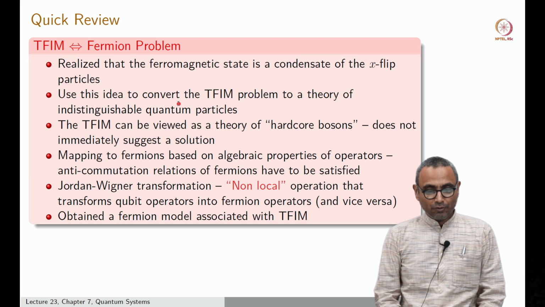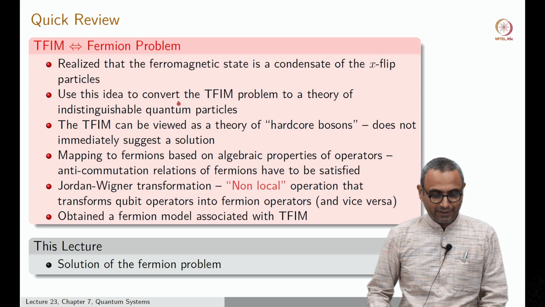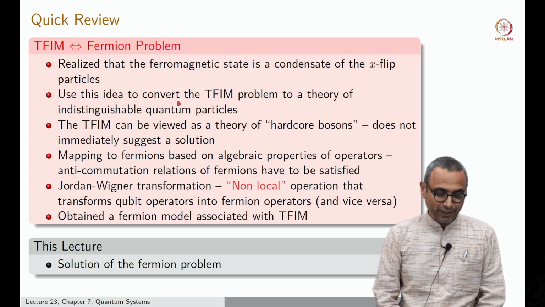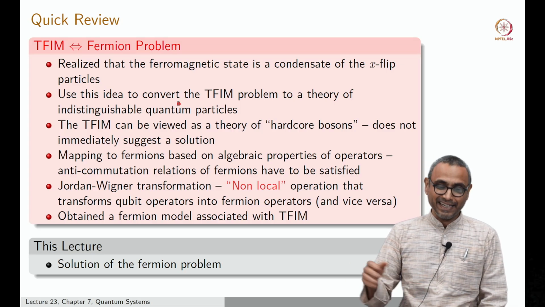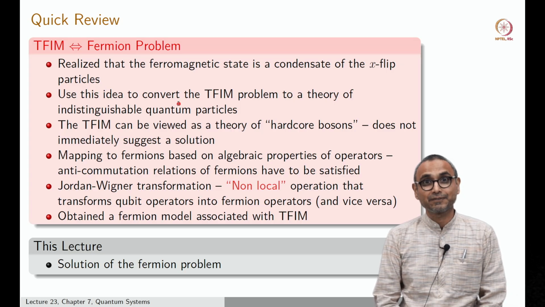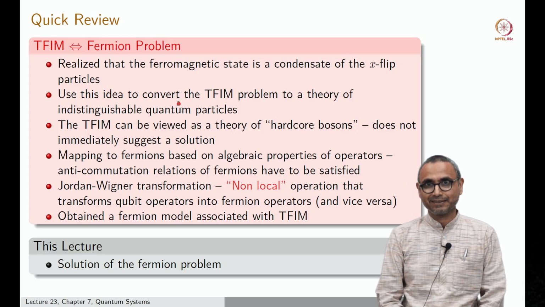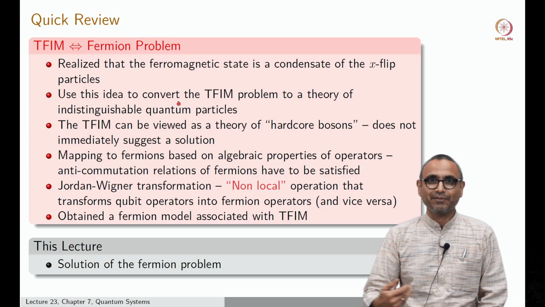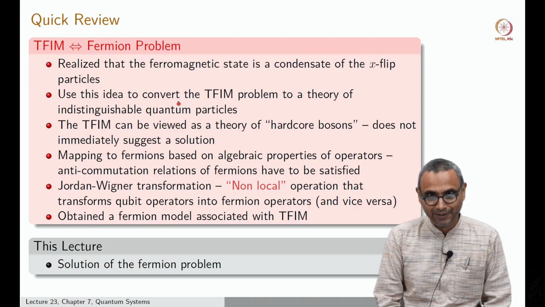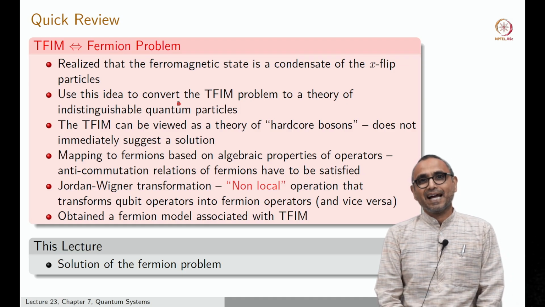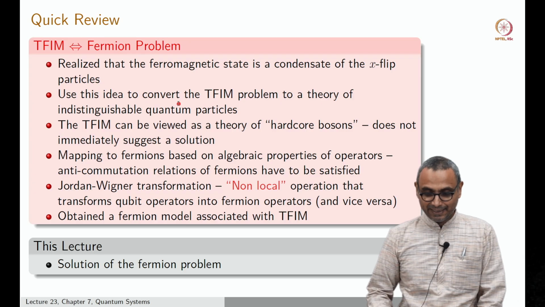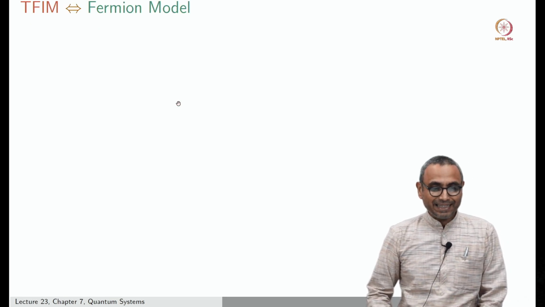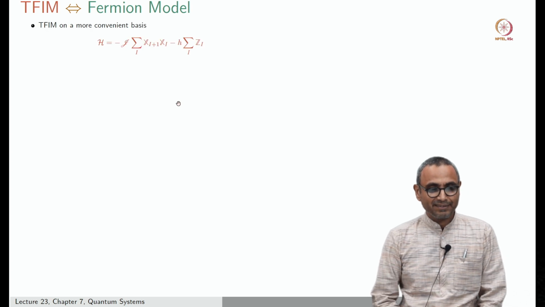Okay. So, we obtained a fermionic model associated with the transverse field Ising model. What we are going to do in this lecture is find the ground state of the transverse field Ising model in the fermionic language. Once we get the ground state, we will then switch back our discussion to our transverse field Ising model language, and we will explore what physics it contains. Okay, let us quickly recap what the mapping was.